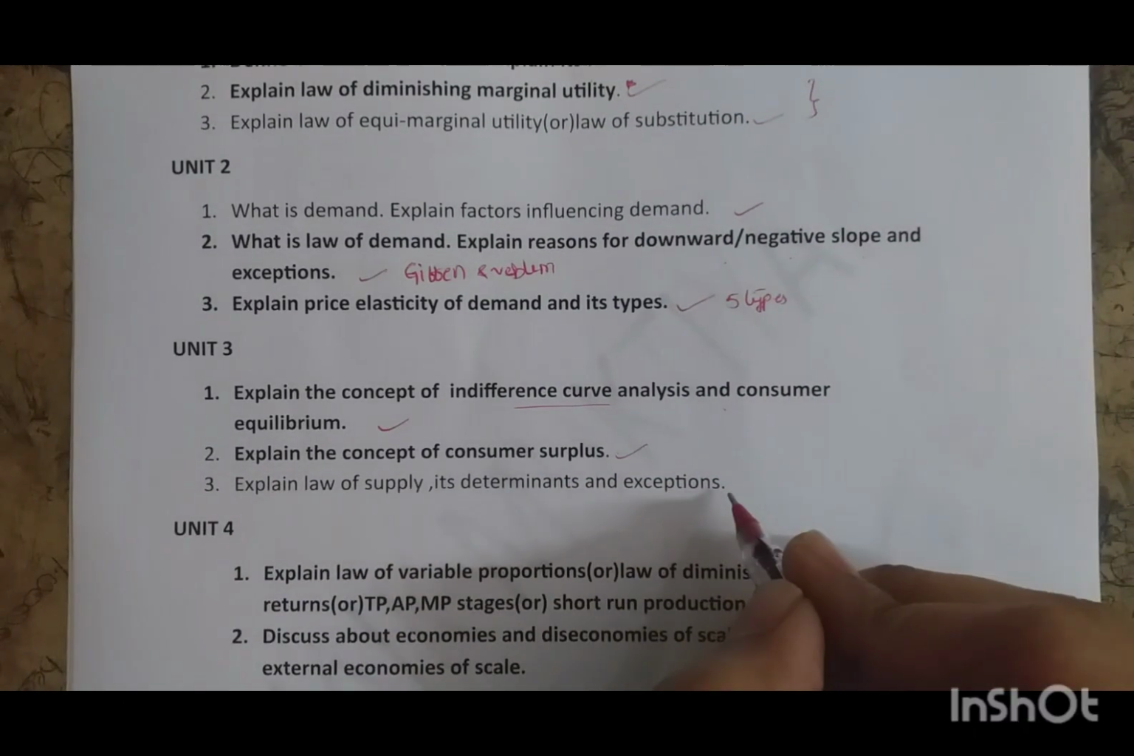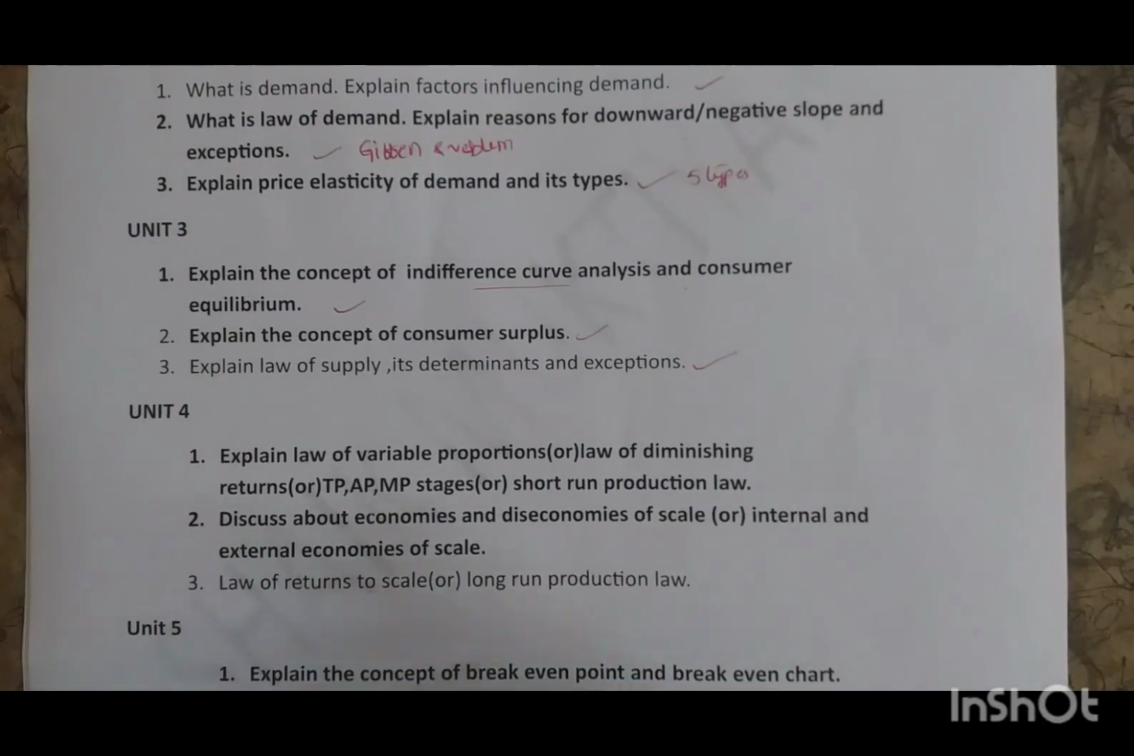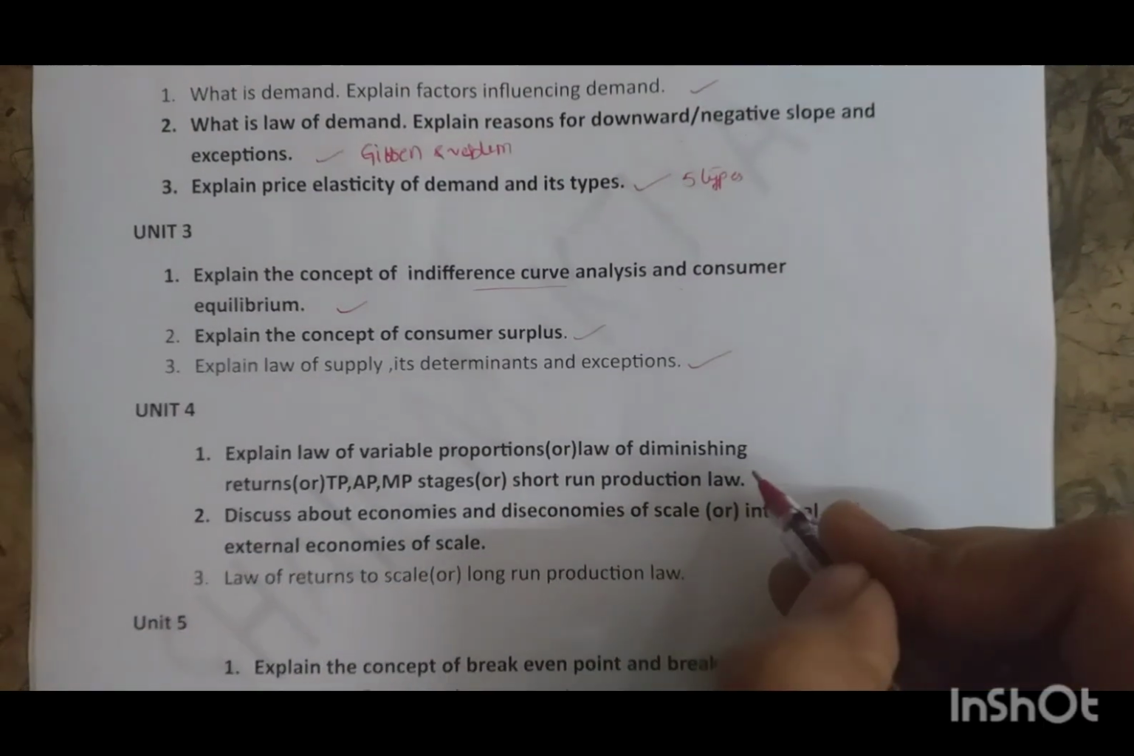Third one is: explain law of supply, its determinants and exceptions. And coming to the fourth unit, explain the law of variable proportion.